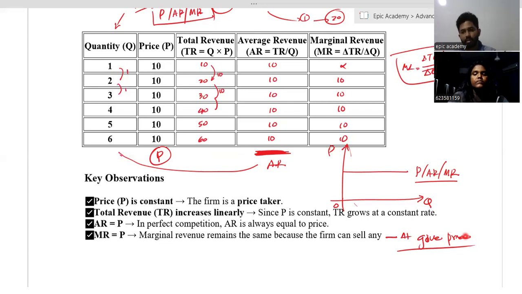That is what happened here. It's very easy to identify. Did you get the idea? Yes. Right. Next day, tomorrow, we can calculate the profit maximizing related to the perfect competitive market structure.